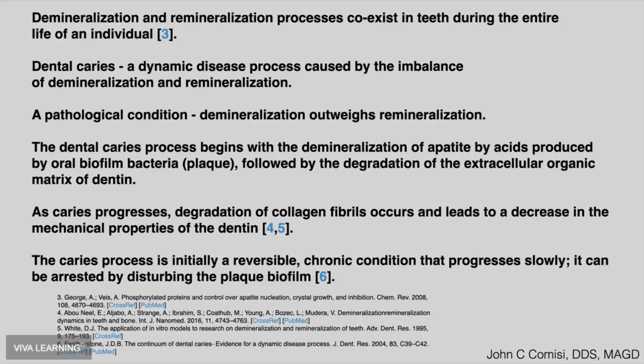And of course, the caries process occurs when the demineralization of the natural apatite by the acids produced by the bacteria is prolonged, and is followed by the continued degradation of the organic matrix, which starts to break down. And as the caries progresses, the degradation of the collagen fibrils occurs, leading to decreased mechanical properties of the dentin. And then you have cavitation and the overall collapsing in of the fragile enamel that is surrounding this dentin that is no longer supportive.